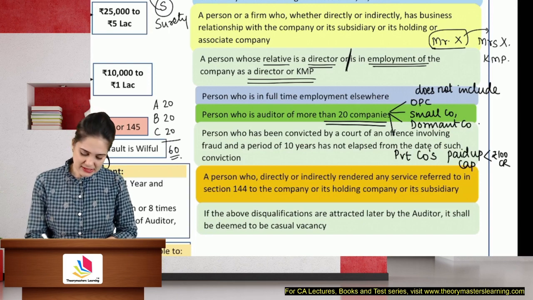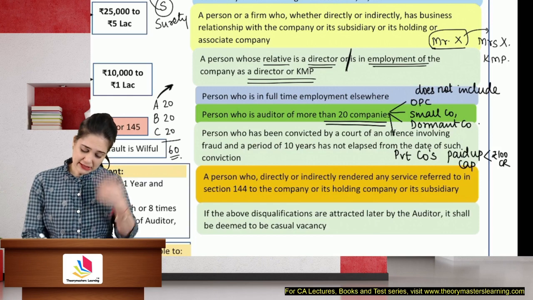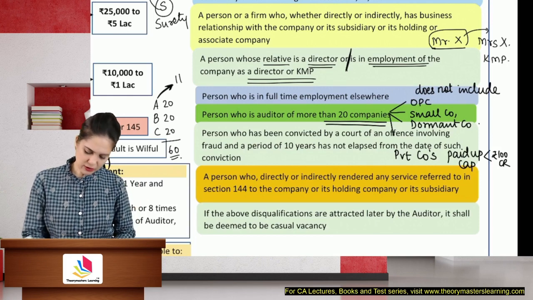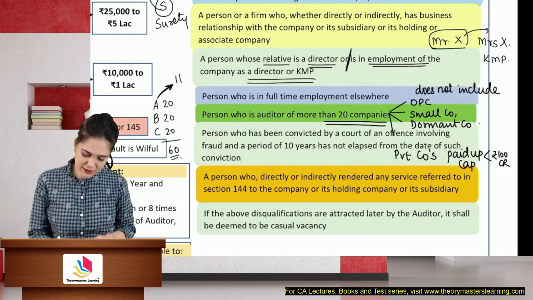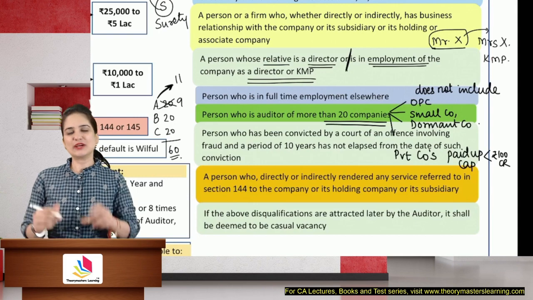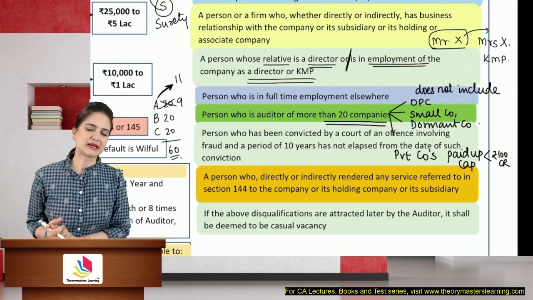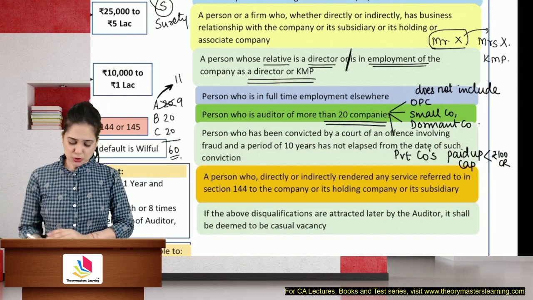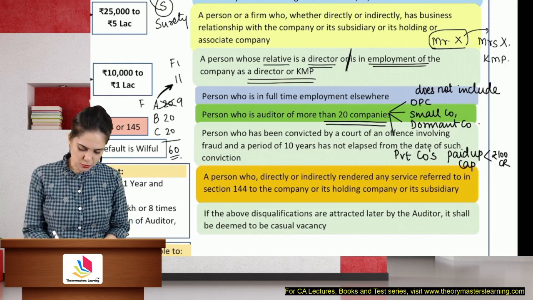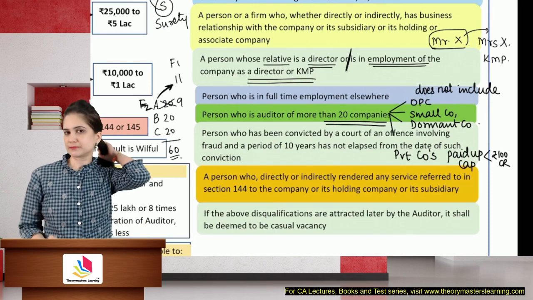Now, Mr. A is also a partner in some other firm, and there he is holding 11 audits. So in this firm now the total is 20, right? So in this firm he can hold only 9 audits. So if you are a partner in different firms, aggregate 20 is the maximum audits that you can undertake. So in firm 1, firm 2, we will keep adding. Now his limit is reached. He cannot accept any more audits.